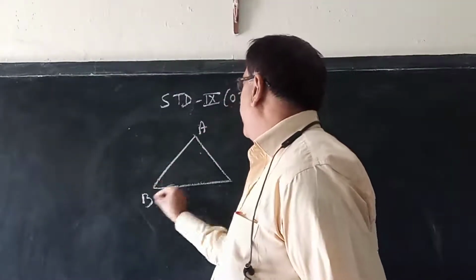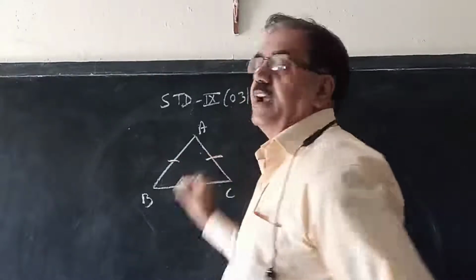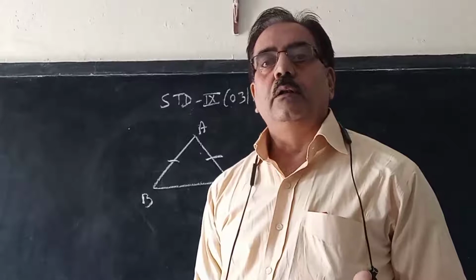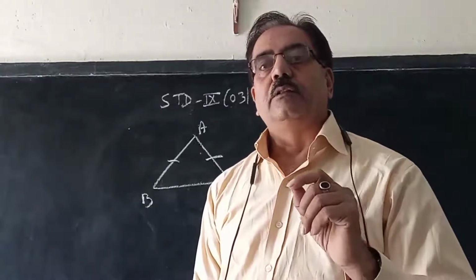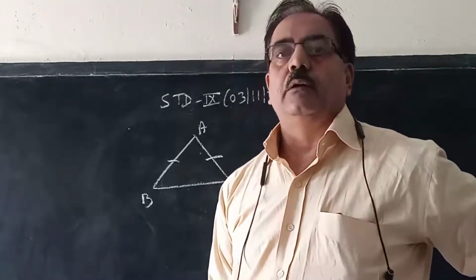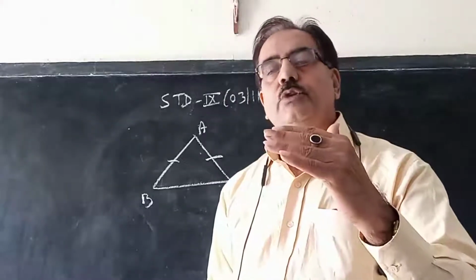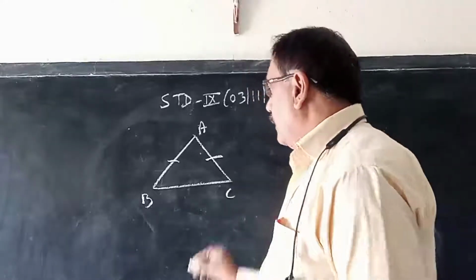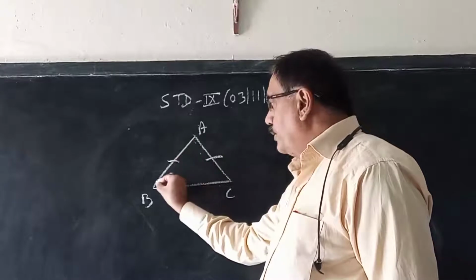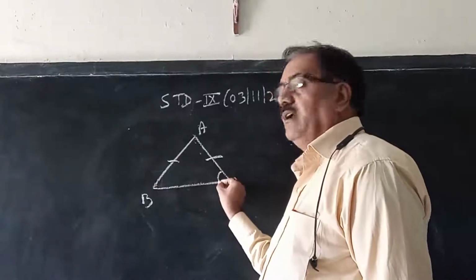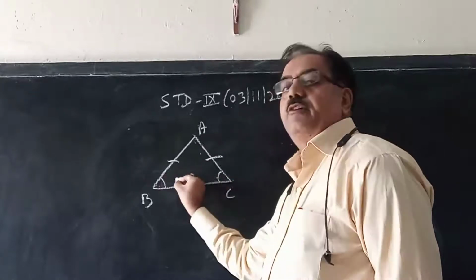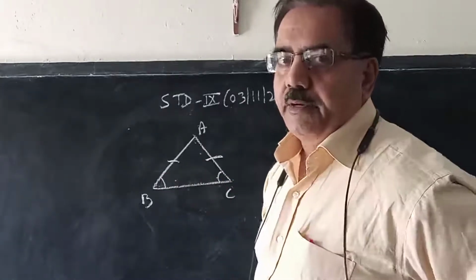ABC is a triangle in which sides AB and AC are equal. If two sides are equal, that is an isosceles triangle, then the angles opposite to the equal sides will also be equal. Since AB and AC are equal, the angle opposite to side AB is C and the angle opposite to side AC is B. These angles will also be equal. This is one of the properties.